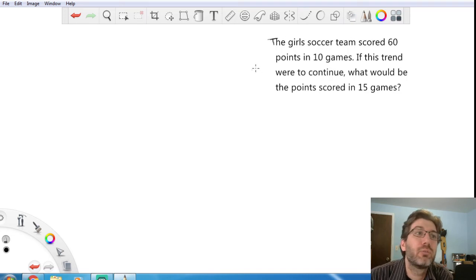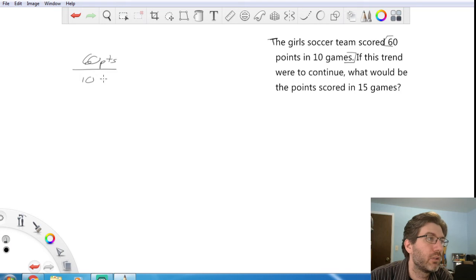The girls' soccer team scored 60 points in 10 games. If they continue, how many points will they score in 15 games? So again, this is games, so games goes on the bottom here. And you want to solve for x. 60 times 15, 10 times x.